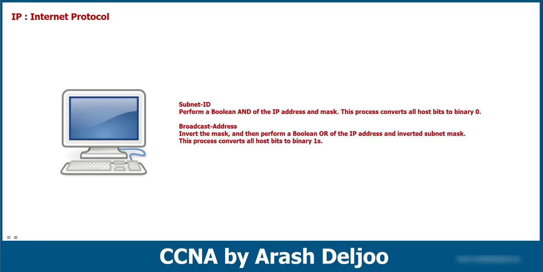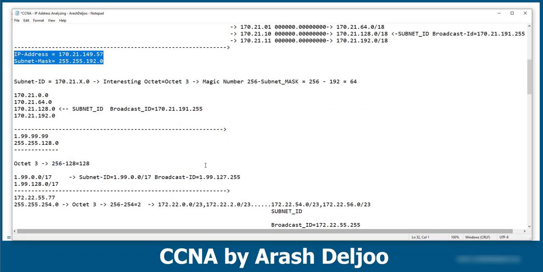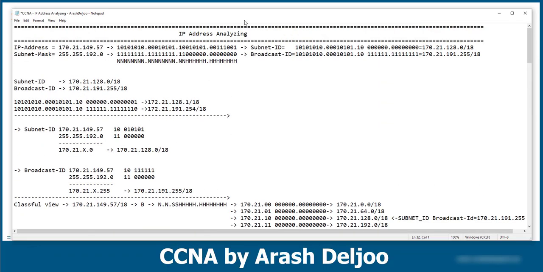Until now we learned how we can find the subnet ID, the broadcast address, and also the usable IP range. But let me give you, as a review, one mathematical method for finding the subnet ID and broadcast address. We don't use this method, but computers do. For finding the subnet ID, we need to perform a Boolean AND of the IP address and mask. This process converts all host bits to binary 0. Let me show you. It's not important for this class, but let me give you a brief explanation about this method.